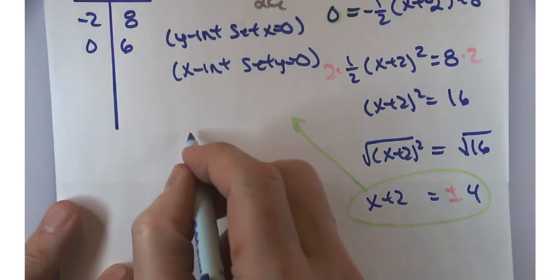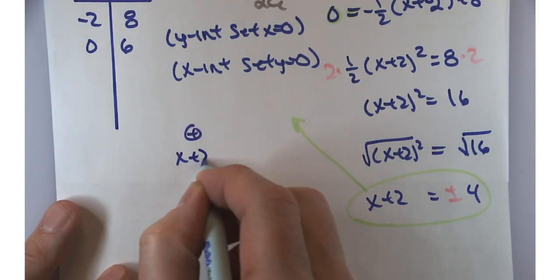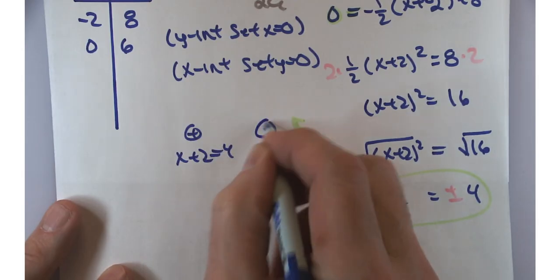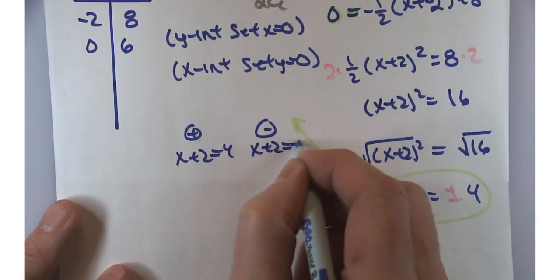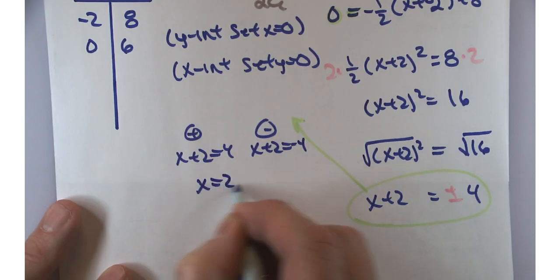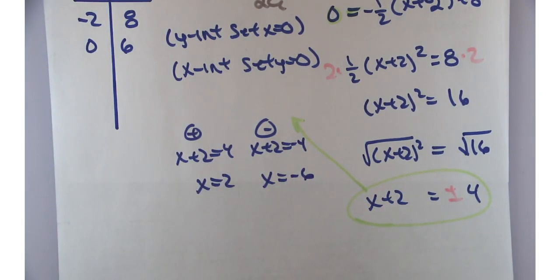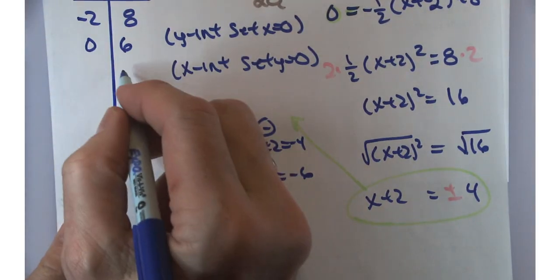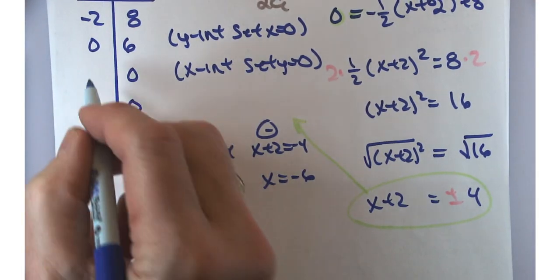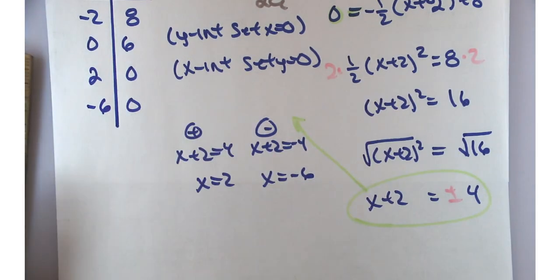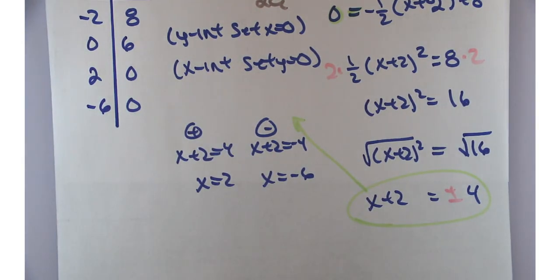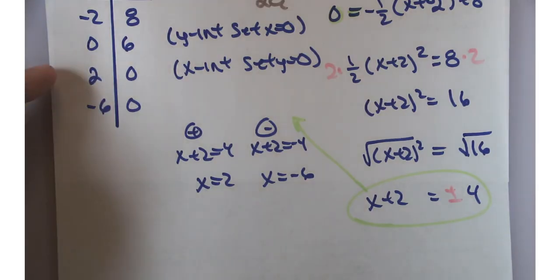There's the positive case, x plus 2 equals positive 4. There's the negative case, x plus 2 equals negative 4. x equals 2, x equals negative 6. Nice. So 0 for y goes with 2 and negative 6. You're not always going to get nice, neat points like this. Sometimes you're going to get things that involve a square root. That's okay. Let's graph this.